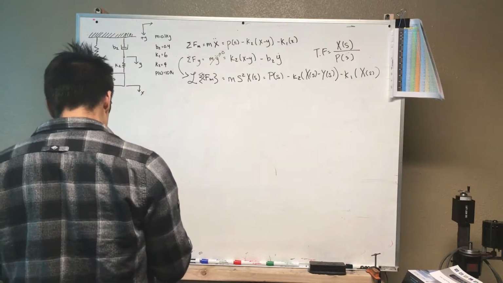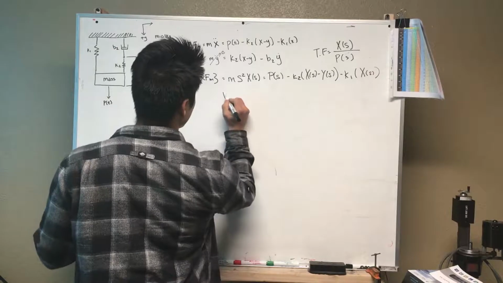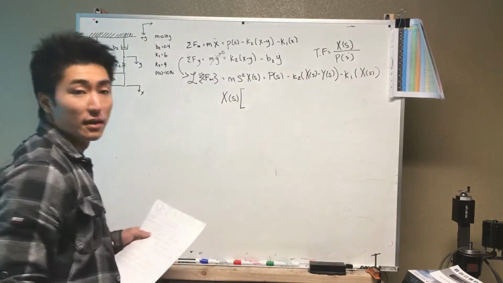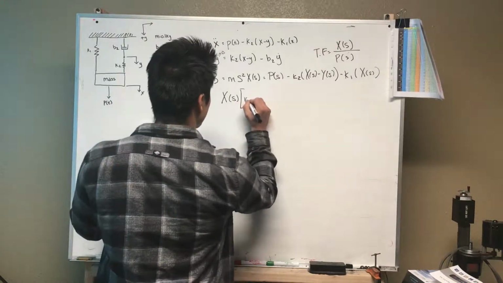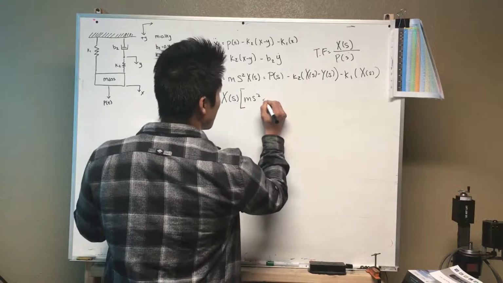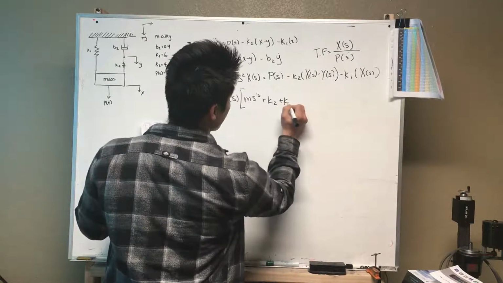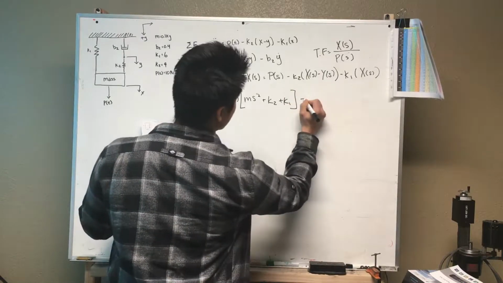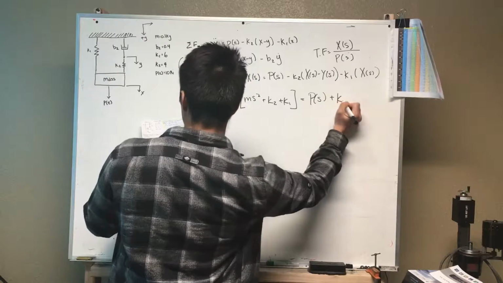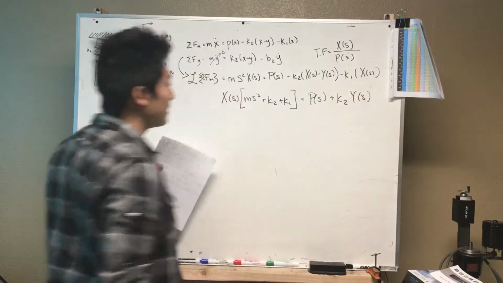In our second one, actually, let me simplify this first. So we have X(s) times (m s squared plus k2 plus k1) equals P(s) plus k2 Y(s).